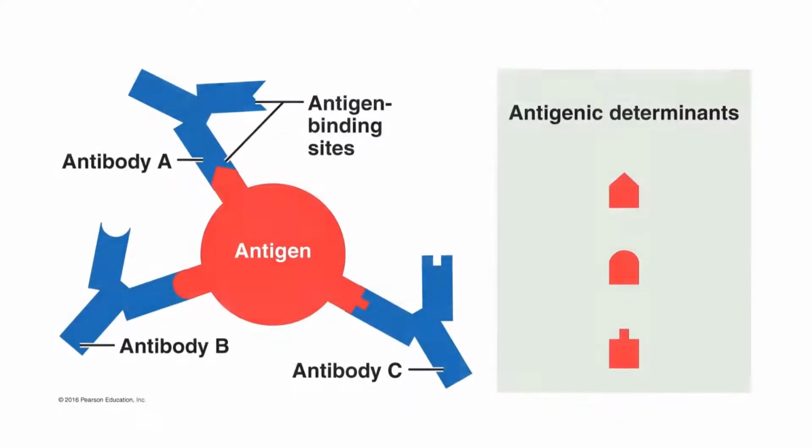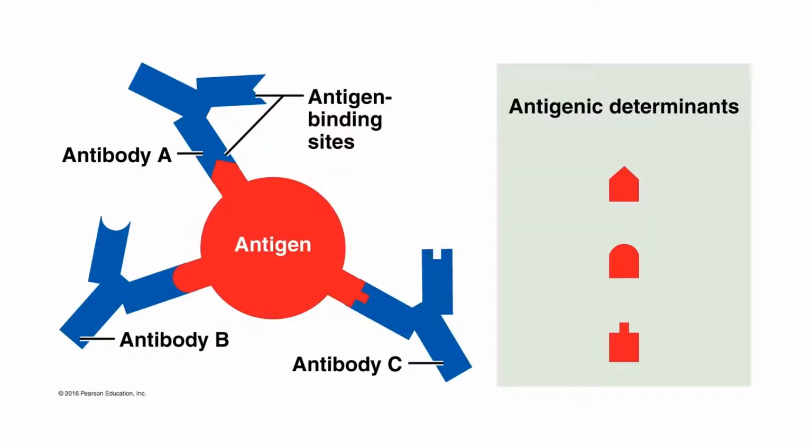To help with that, let's take a look at a possible antigen. Here, we can see one large antigen with three distinct binding sites, three distinct antigenic determinants. Because it has three distinct antigenic determinants, three different antibodies can attach to this one antigen. That could cause a relatively large immune response because we have multiple antibodies, multiple B cells, and multiple T cells that can respond to the different antigenic determinants on this one antigen.